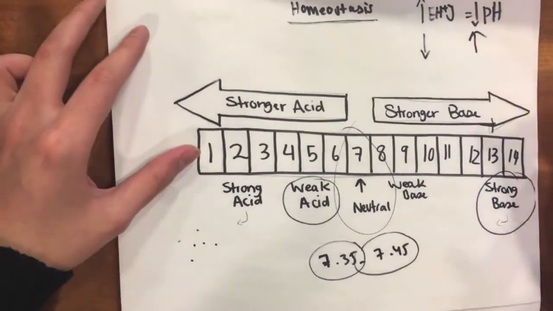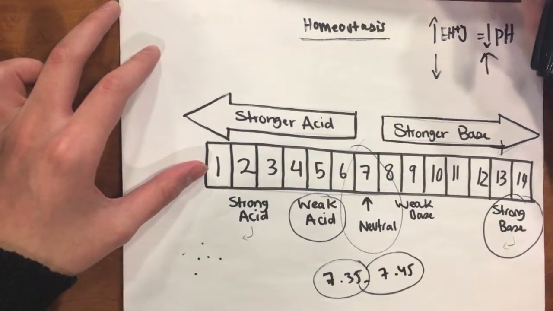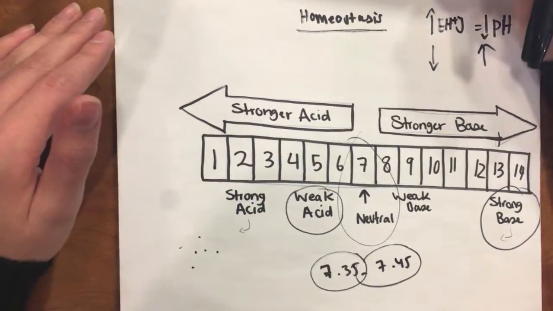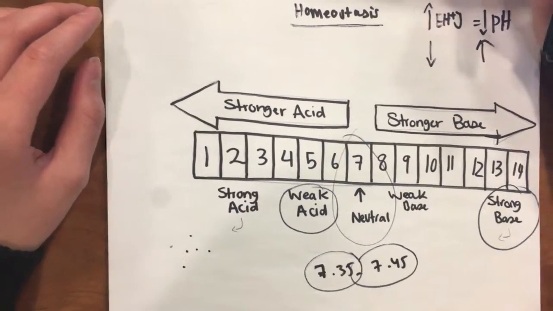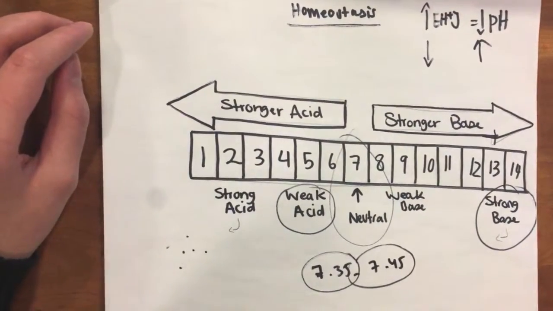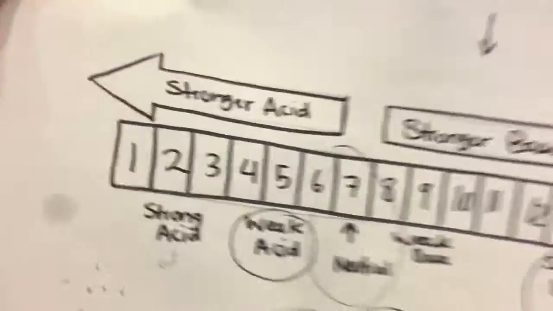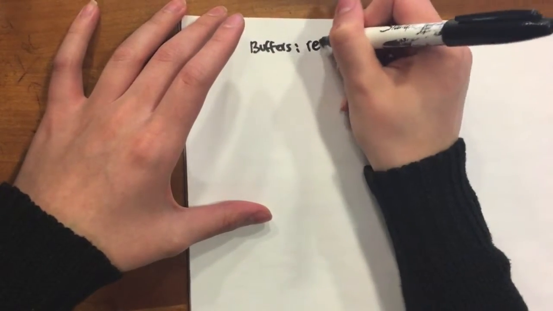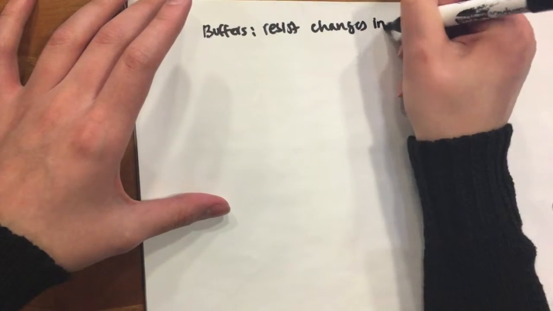There's something called homeostasis. Basically, it is a process of regulating the internal conditions so that they remain stable and relatively constant. The pH of the body is regulated by the chemical and physiological buffering systems in the body by controlling these pH levels. So let's talk about what a buffer is. Buffers, technically, resist changes in pH.